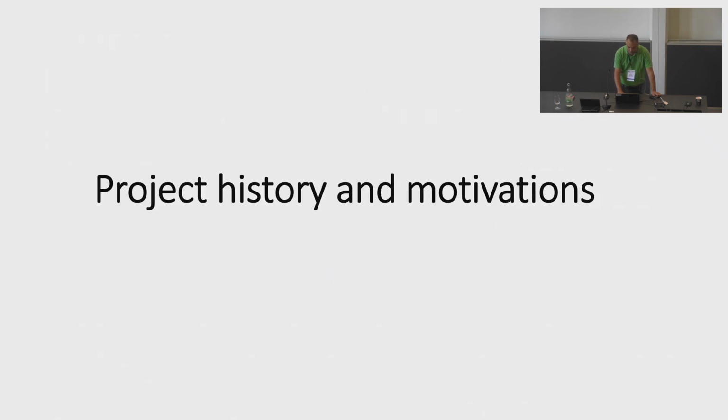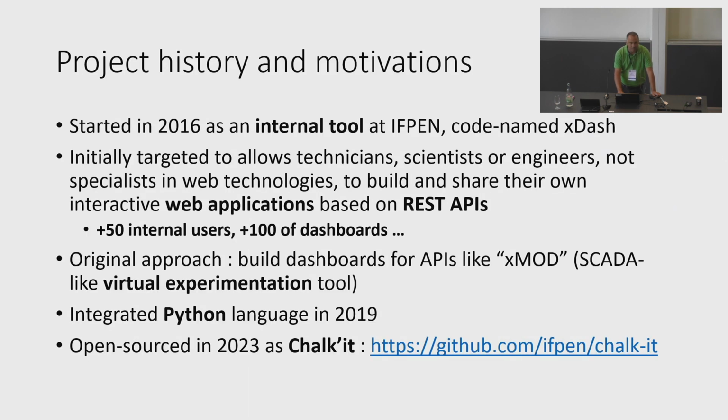First, let me talk to you about our project history and motivations. Our project started in 2016 as an internal tool at IFPEN called Xdash. Its objective was to help my colleagues, who were scientists or engineers, not computer scientists or web developers, to build and share in an autonomous way interfaces for the scientific code they develop in the form of web applications, and that they were able to package as REST APIs, for example, using Flask for Python code.